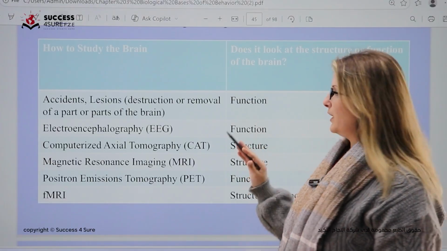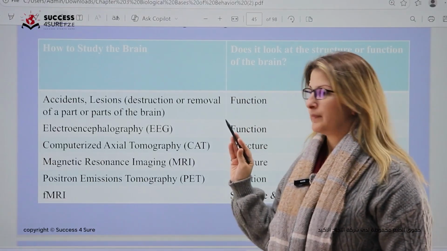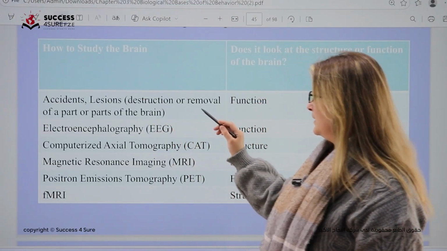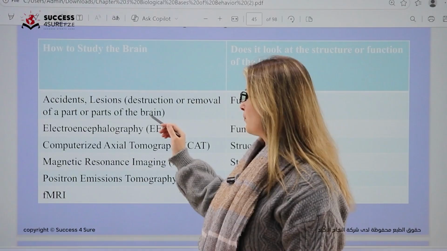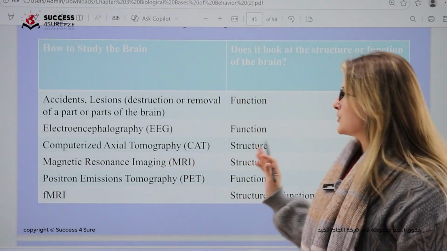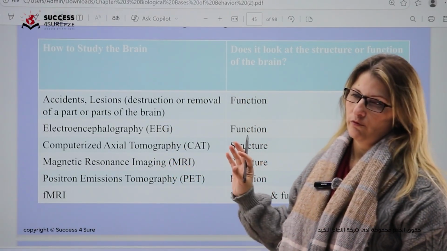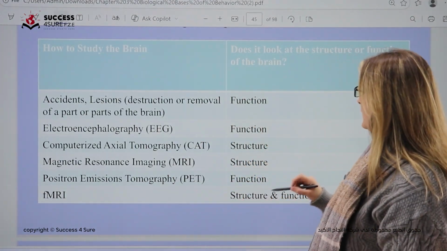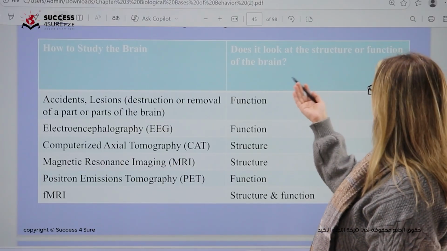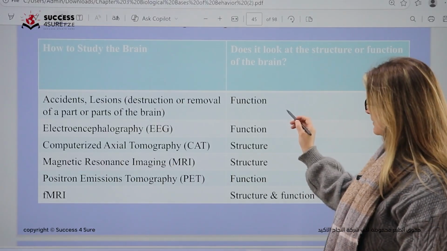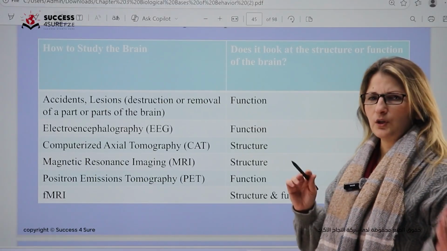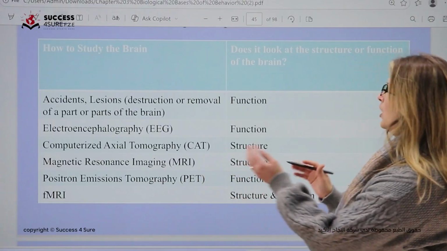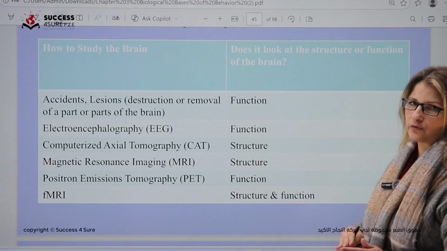If you want to study the brain, we have the following procedures. The first one is accidents and lesions, and lesions mean destruction or removal of a part or parts of the brain. So if you want to study the brain, we can first of all examine and investigate the accidents and lesions. And does it look at the structure or the function of the brain? It looks at the function of the brain. So if you want to investigate the lesions or the accidents, in this case we are more concerned about the function rather than the structure of the brain.